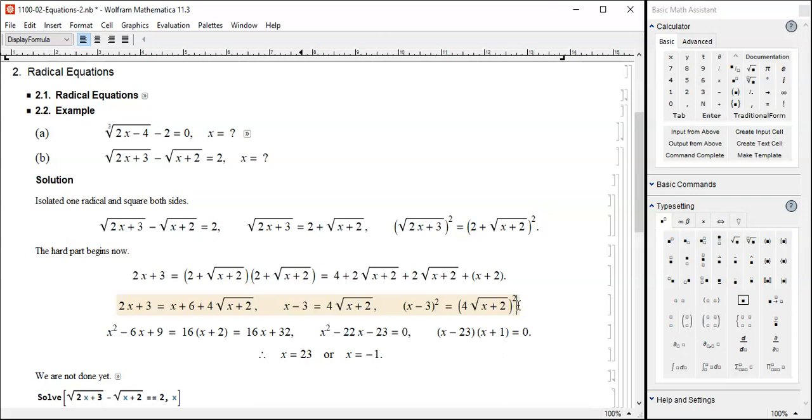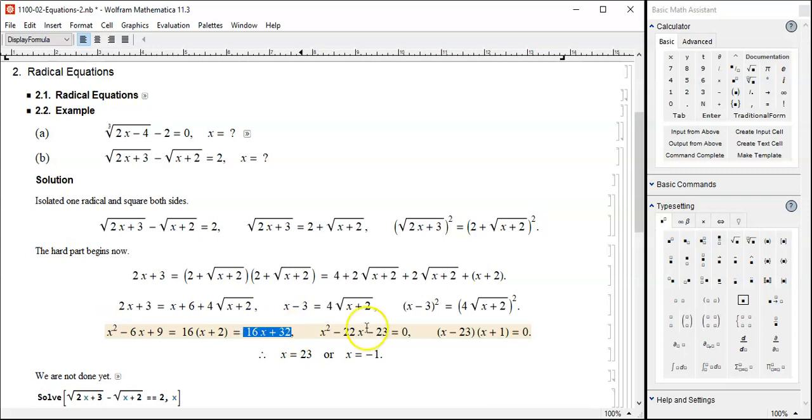Okay, squaring both sides. Left-hand side is a complete square, and that's just a polynomial, no radical, so it's much easier. Right-hand side, finally, the second radical will be gone. 4 squared is 16, and the square root squared is 6 plus 2, so we have this on the right-hand side. And breaking out the parentheses, you get 16x plus 32. So we have this left-hand side, x squared minus 6x plus 9, and the right-hand side is 16x plus 32.